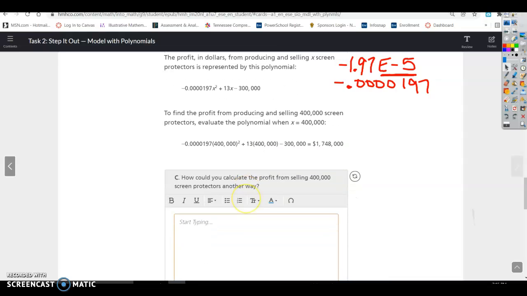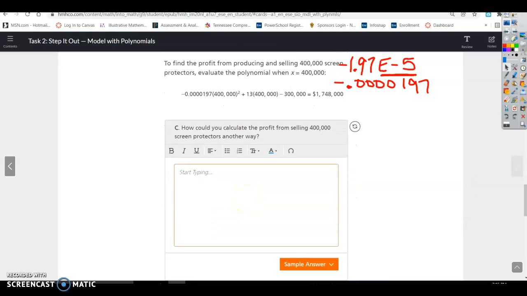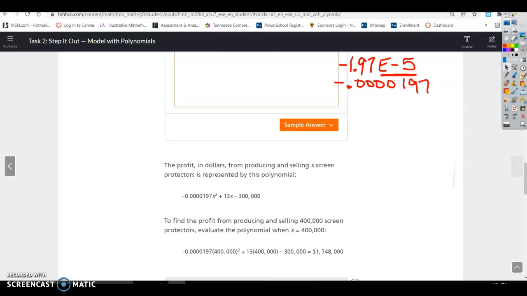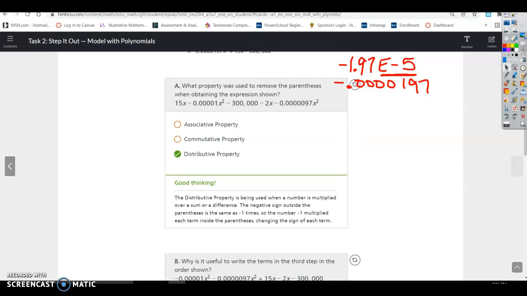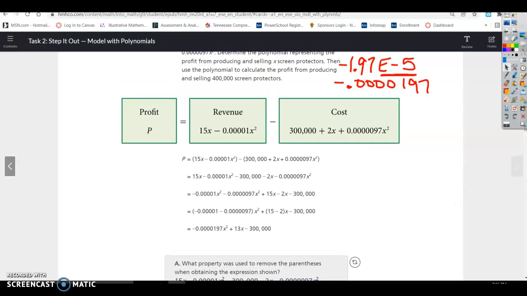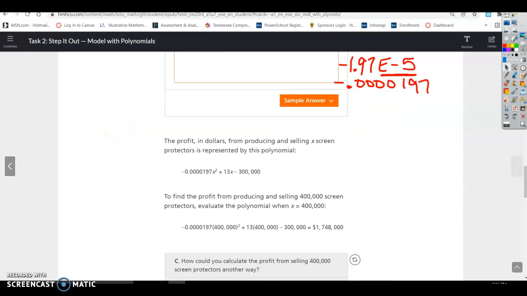$1,748,000. All right, now it says, how could you calculate the profit from selling 400,000 screen protectors in a different way? So that was after we combined like terms and we plugged it all in at one time. If you wanted to do it a different way, you could plug it in here and find how much it is for the revenue, and then you could plug it in here and find out what the cost is, and then you could do the revenue minus the cost, and that would be another way to find your profit.